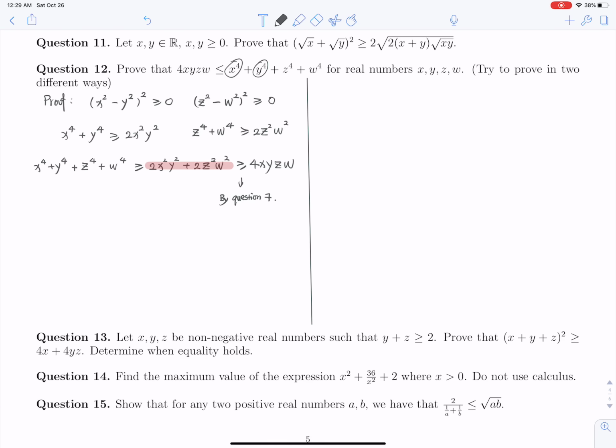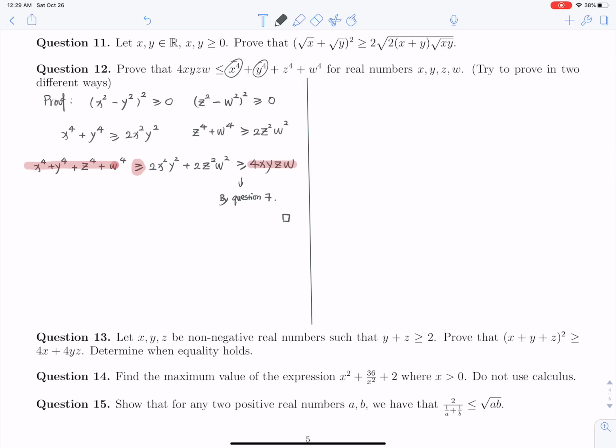Therefore, we are done, because this whole thing is greater than or equal to this whole thing. That is the end of the proof. Okay?